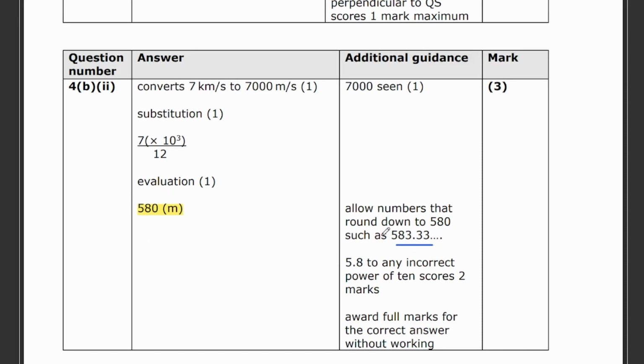And if you wrote it as 5.8 because you failed to convert this kilometers per second to 7,000 meters per second, you would only get 2 marks. So we rounded up to 580. We should get 3 marks.